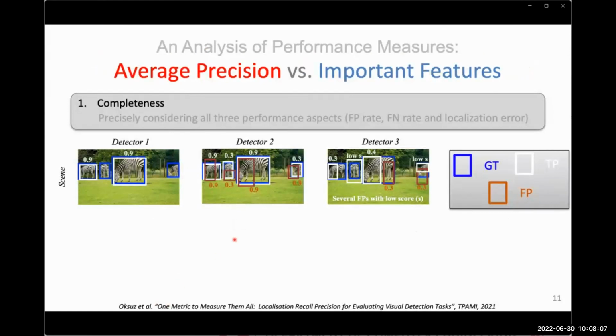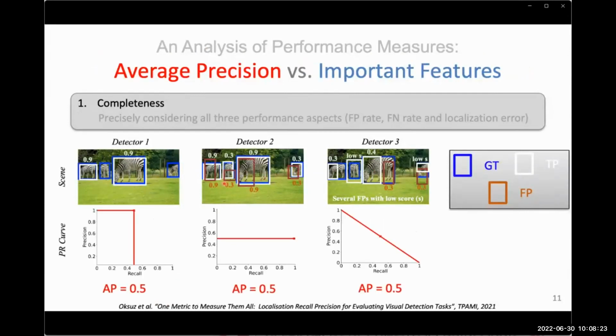Let us look at average precision in terms of the completeness feature, our first important feature. Consider these 3 different detectors which have very different classification and localization behaviors. When you look at their precision and recall curves, we see that they are actually quite different, indicating different problems with the detector. However, if you calculate average precision as the area under these curves, we see that actually average precision value is the same for all these 3 detectors. In other words, average precision does not consider all performance aspects, especially localization.